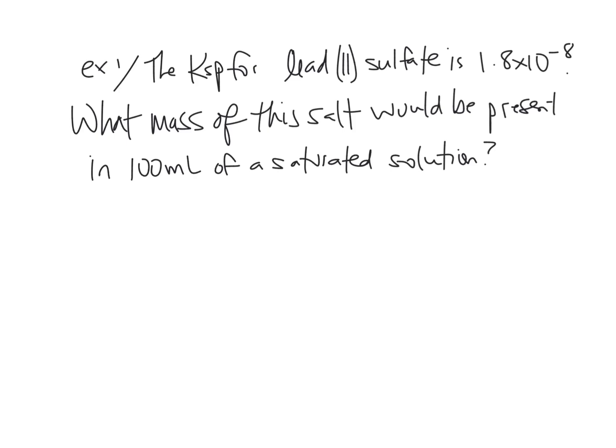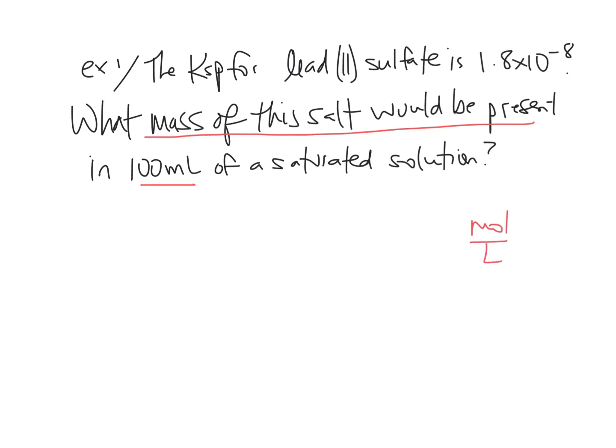The Ksp for lead(II) sulfate is 1.8 times 10 to the minus 8. What mass of this salt would be present in 100 milliliters of a saturated solution? Okay, so we'll try and work backwards, see what we're given. We're going to try and find what mass would be present in the solution. It's going to be in a 100 mL solution, but it's going to be a lot easier if we first figure out what the concentration of lead sulfate will be in moles per liter.